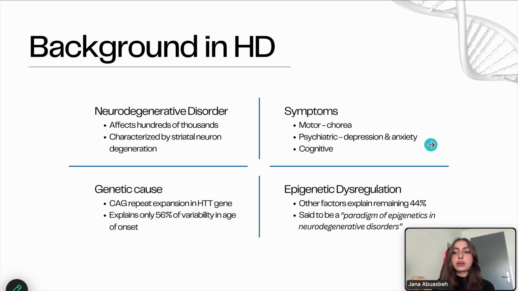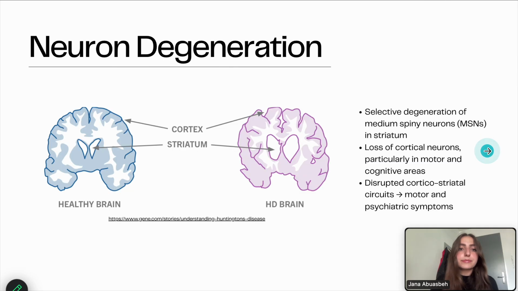Now, we know the genetic cause for this is a CAG repeat expansion in the Huntington gene, leading to mutant Huntington. But this mutation, the length of this CAG repeat expansion, has been shown to explain only about 56% of variability in the age of onset. This means 44% of the variance in when people develop symptoms needs to be explained by other factors, which has led to a growing body of research focusing on the roles of the environment and epigenetic factors in modulating the onset and progression of Huntington's disease.